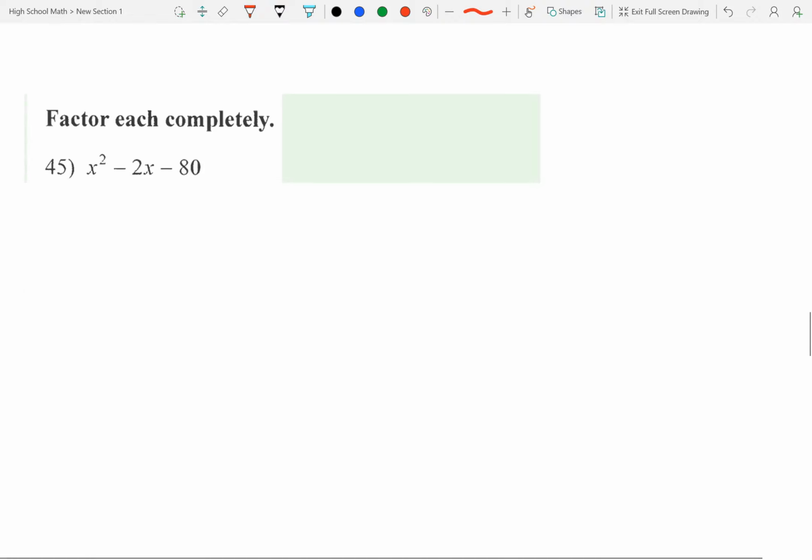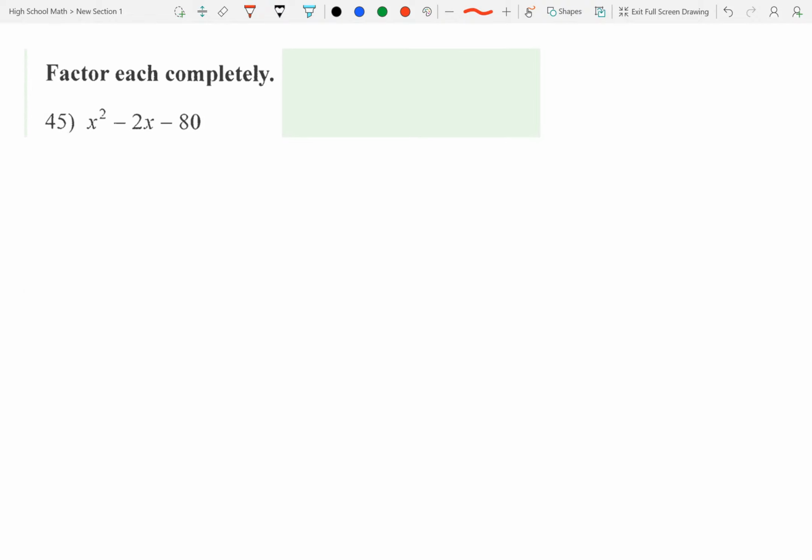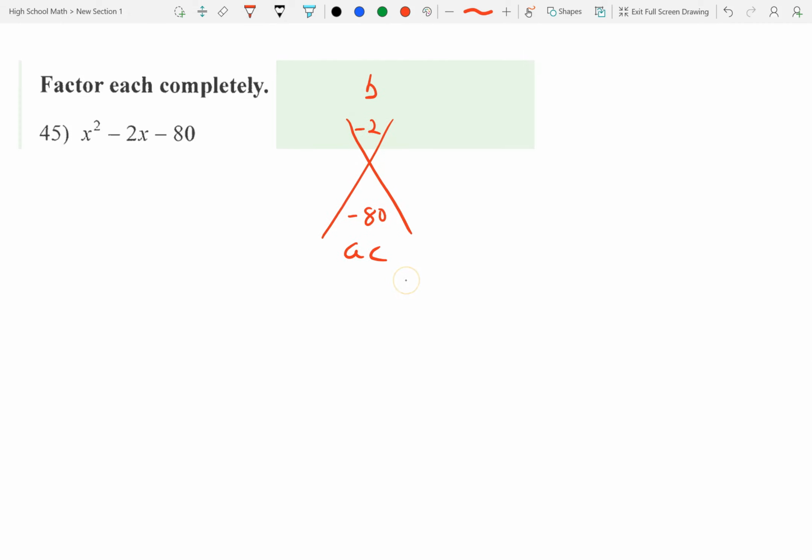Remember to pause the video between each problem to try on your own. Factor each completely. We have this trinomial, x squared minus 2x minus 80. Let's use our big X method. In the bottom we'll have a times c, and the top b. In this case, a, the coefficient of x squared, is 1, c is minus 80, a times c will be minus 80. b, the coefficient of our x term, is minus 2. Again, this a, b, and c is from our standard form, ax squared plus bx plus c. A, the coefficient of x squared, b, the coefficient of x, c, the constant.